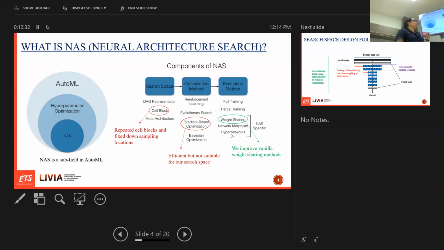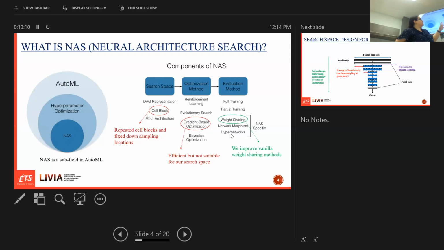In the optimization method, which is how we search for the architecture, the most interesting development has been using gradient-based optimization, which has been shown to be efficient. But we will see later that this method is not really suitable for the search space that we are working with.